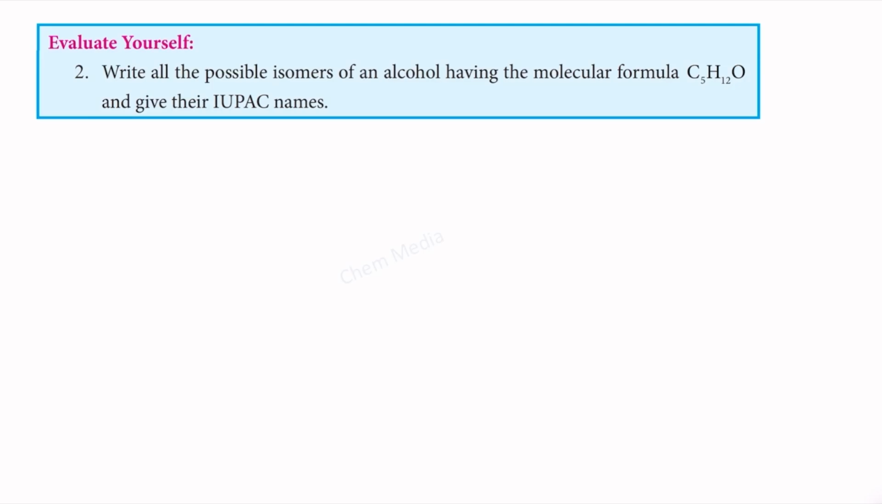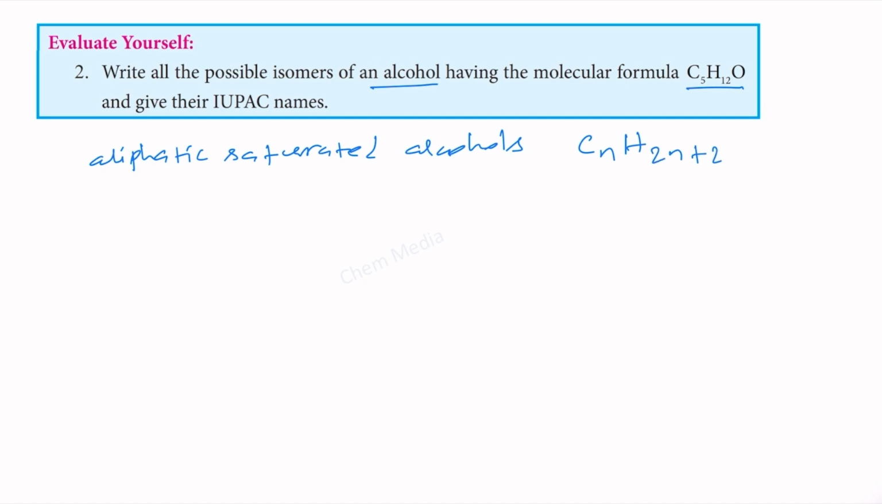Write all the possible isomers of an alcohol having the molecular formula C5H12O and give their IUPAC names. This elemental composition belongs to the category aliphatic saturated alcohols. Just like aliphatic saturated hydrocarbons, this will fit into the general molecular formula of the type CnH2n+2O, and therefore we will not have carbon-carbon double bonds or carbon-carbon triple bonds.